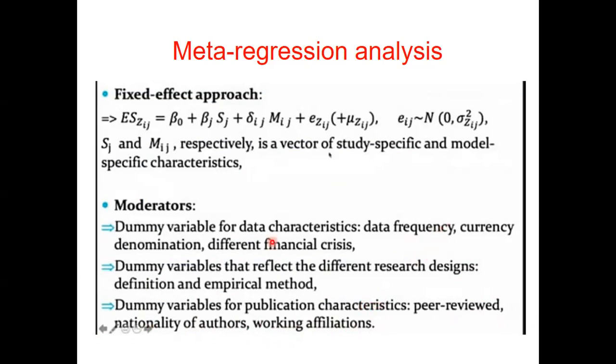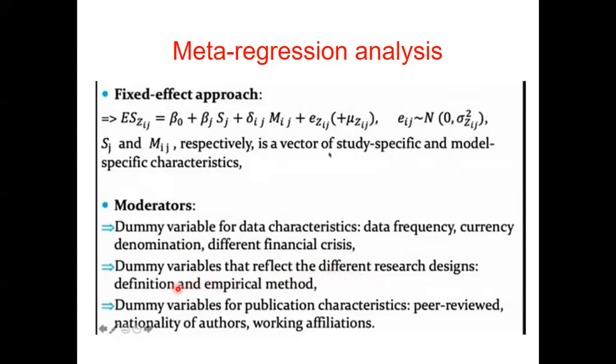Data frequency, currency denomination. These are other examples. For example, in finance, accounting and economics, you may also look at the currency denomination in which the variables are measured. Is there a difference? Different financial crisis, before or post, that you simply code. When was it published? That's the idea. All these are those types.